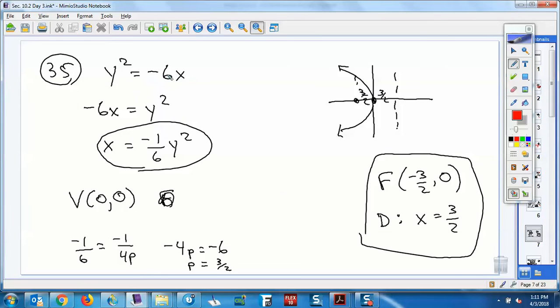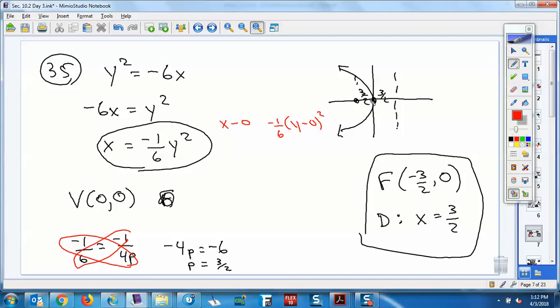35, we want to get the y's, the squared term over here and the x over here, divide that. So we know that the vertex is 0, 0, because we know that's x minus 0. And we know that negative 1/6, we know that's y minus 0 squared, like that. So the vertex is 0, 0, and then you've got to figure out what p is, and you know that's negative, so negative 1 over 4p equals negative 1/6, cross multiply like that. So you get negative 4p equals negative 6, or p equals 3/2.